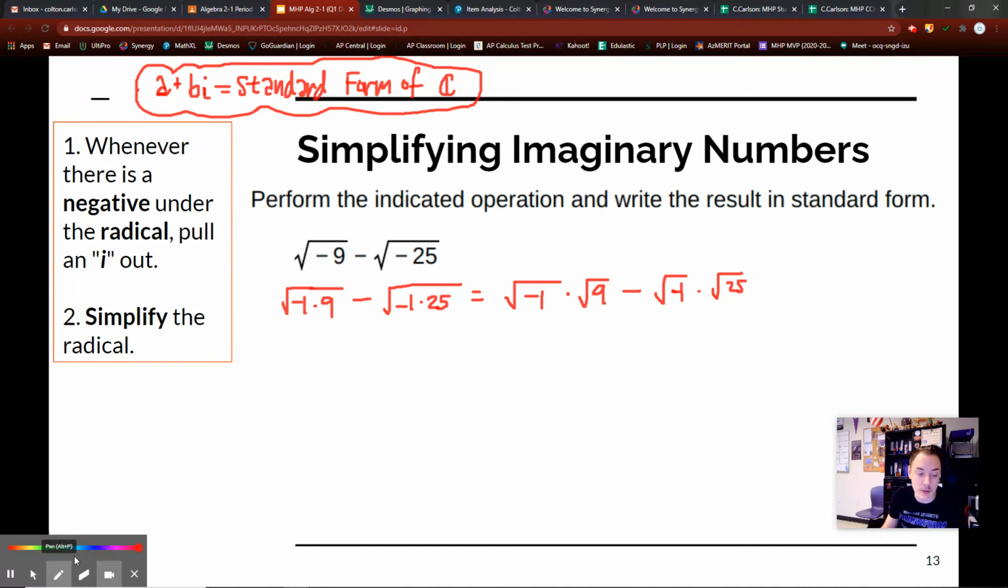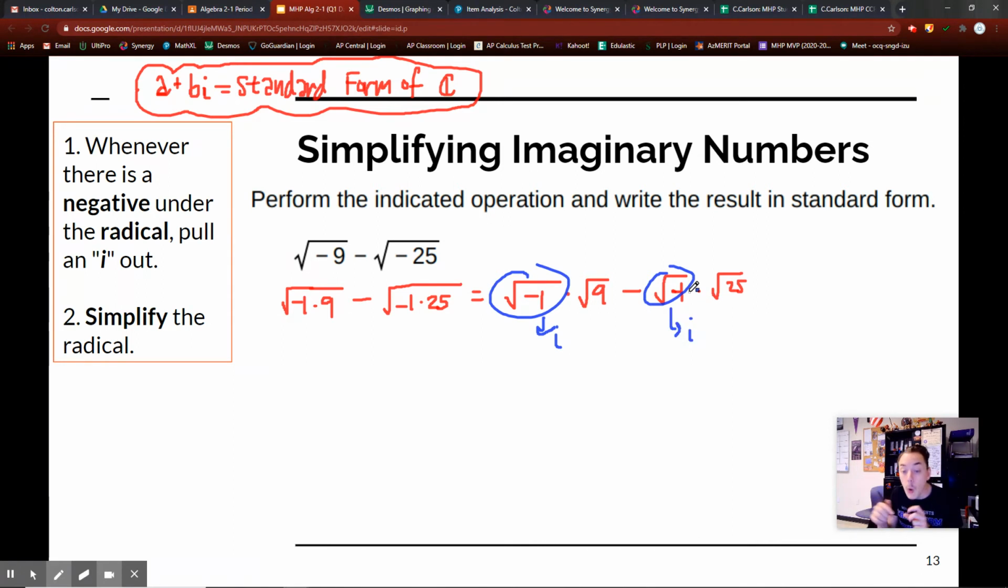Now look at this. Watch. What is that? i. What is this? i. Okay? Notice how I'm pulling an i out. So what do we have left? Times radical 9, and then minus, and then times radical 25. Radical 9 is 3, so 3i minus, because they're times, and radical 25 is 5, so minus 5i, which simplifies down to -2i. Okay, this is my final answer.